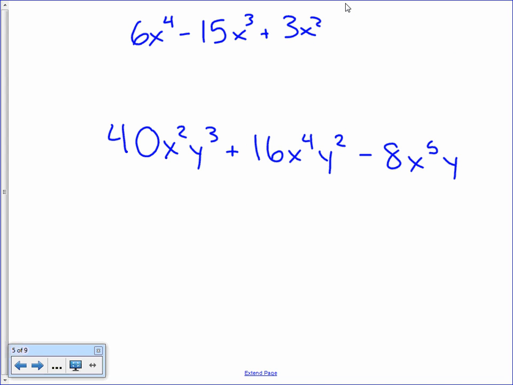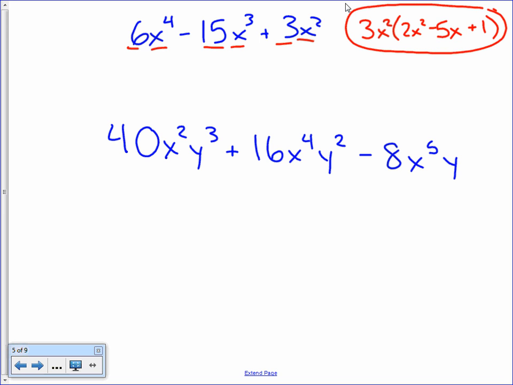Looking at a few more here. I look at 6x to the fourth minus 15x to the third plus 3x squared. What can divide all three of these numbers? That'll be a 3. And I have x to the fourth, x to the third, x squared. The lowest one is that x squared. Okay, 3x squared times what will give me 6x to the fourth? That's going to be a 2x to the second. So the numbers in front, and then add the powers. And then minus a 5x. And plus 1. So 3x squared times 1. Anything times 1 is just itself.